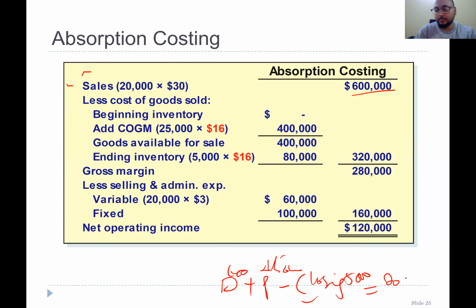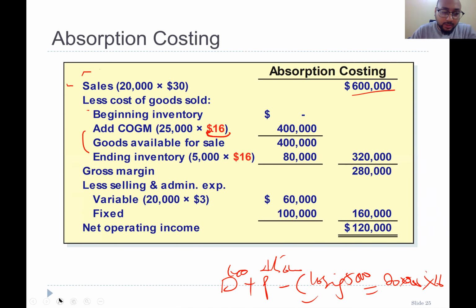20,000 multiplied by 16. Or you can use the extended formula for cost of goods sold. Beginning inventory plus manufactured or purchased, we call this goods available for sale, and then you subtract ending inventory. So where the 16 came from, we already saw that 16 is the product cost under absorption costing.